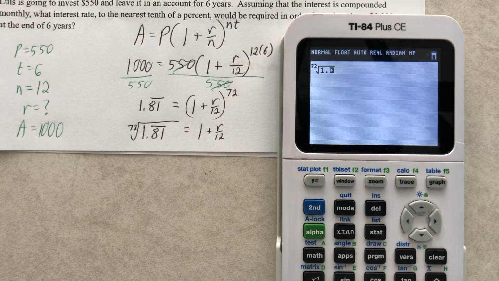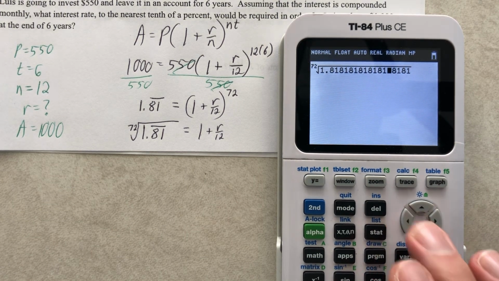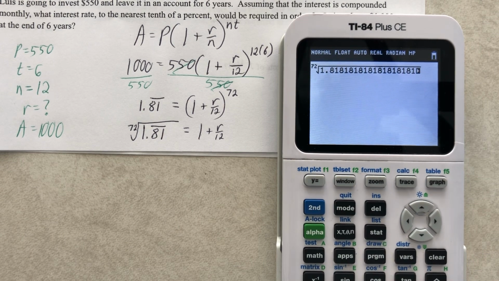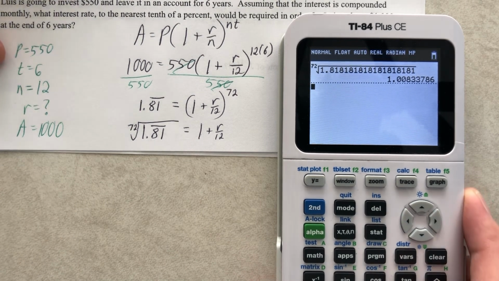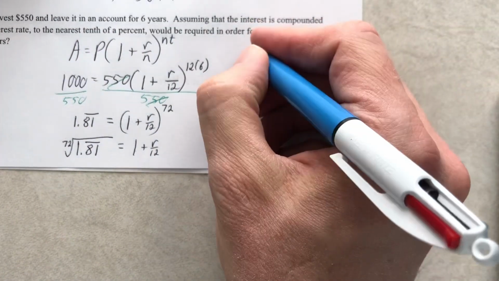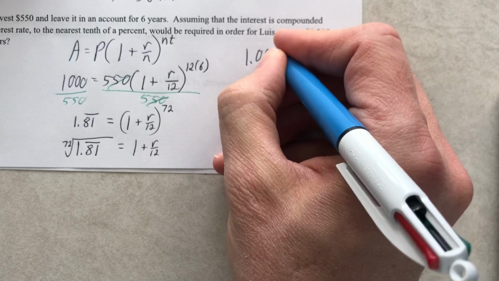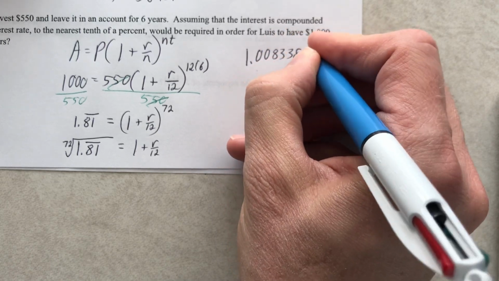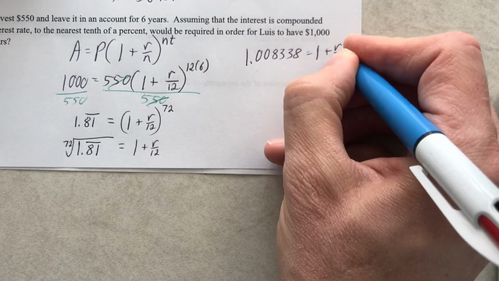72 and then 1.81 repeating. We'll just put a bunch of them. Oops, pattern got off a little bit there. Probably not going to impact it that far out. So 1.00833, I think that's going to be sufficient for what we need. So 1.008338, and that's equal to 1 plus r over 12.